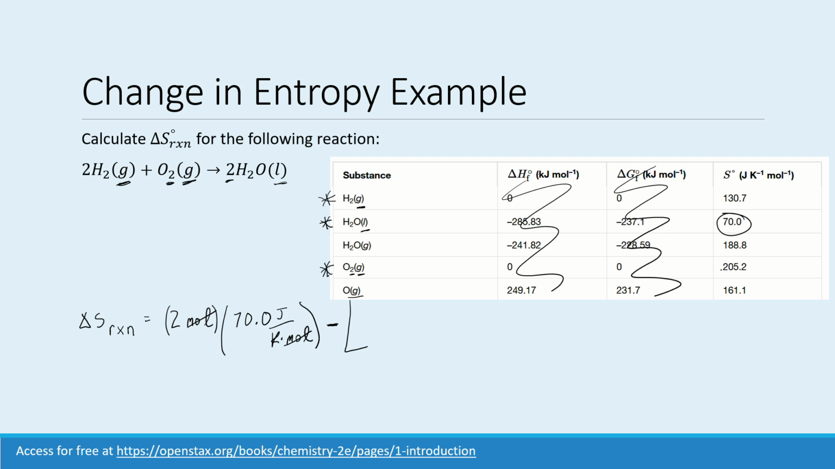And just make sure that you add up all the reactants before you subtract them. Okay, so we have 2 moles of hydrogen gas times the molar entropy for that hydrogen gas. So that's 130.7. Okay, and that's also going to be joules per Kelvin times mole. So the moles will cancel, so we'll always get joules per Kelvin back. And then we're going to add to that the oxygen gas, which is 205.2, and it's only 1 mole.